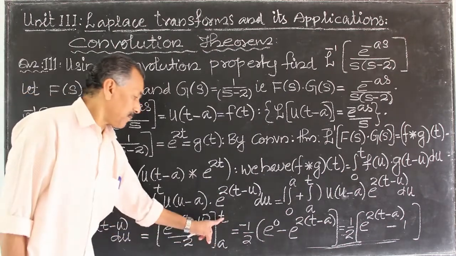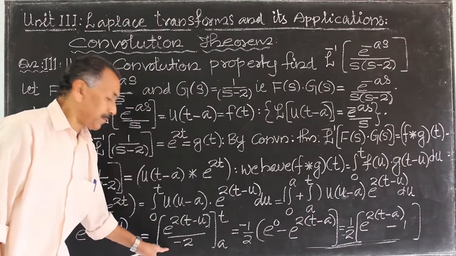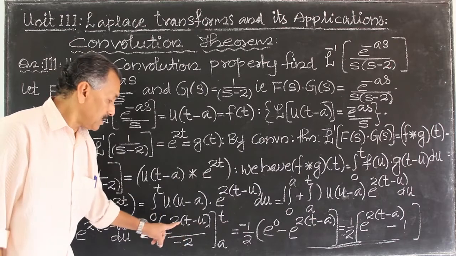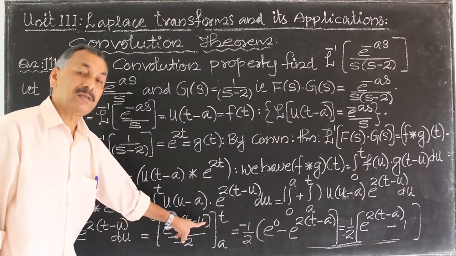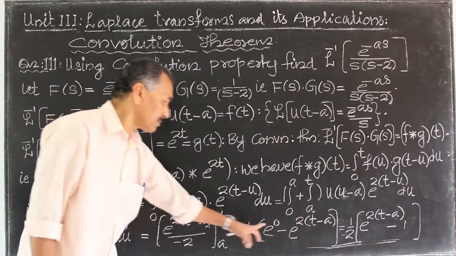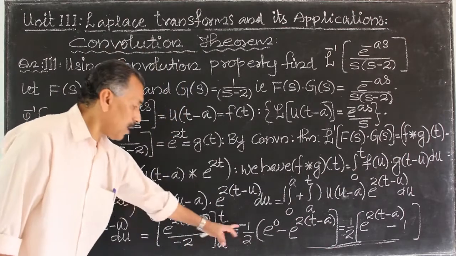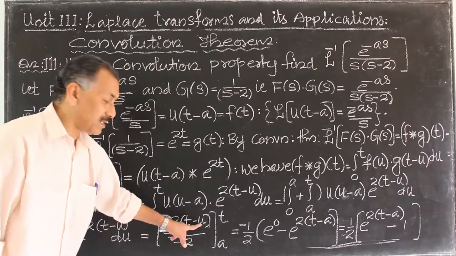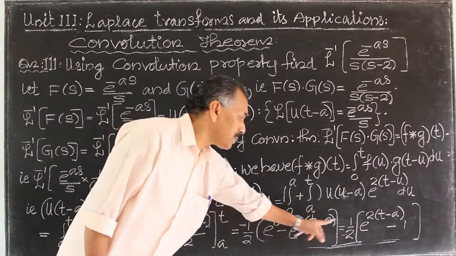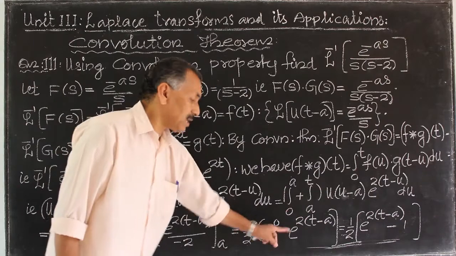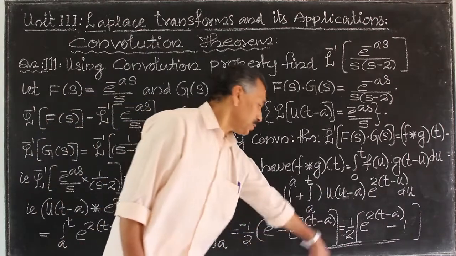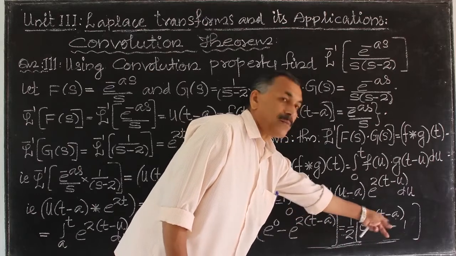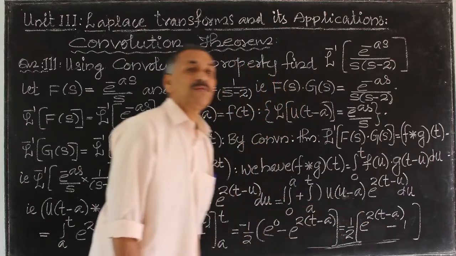Applying the upper limit u equal to t, we get e raised to 2 into t minus t, which is e raised to 0, equal to 1. Minus the lower limit, u equal to a, e raised to 2 into t minus a. With the minus 1 by 2 multiplier, this becomes positive: 1 by 2 times e raised to 2 into t minus a minus e raised to 0, which has value 1.